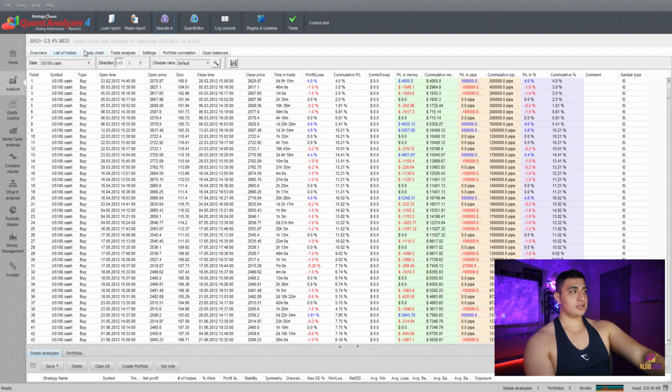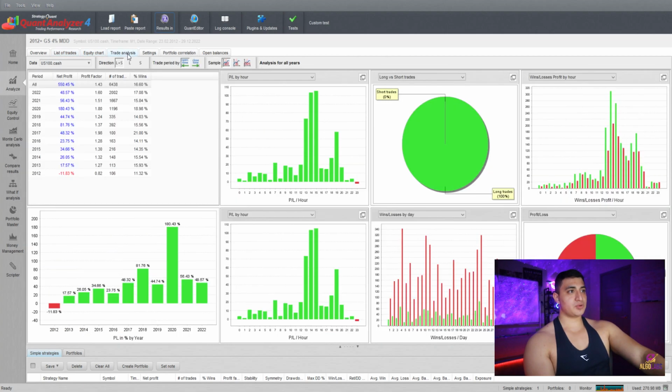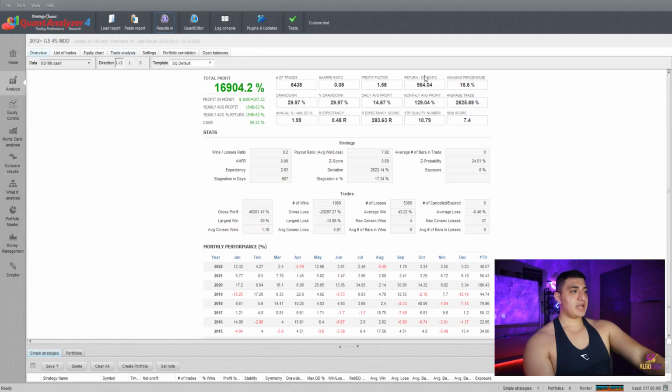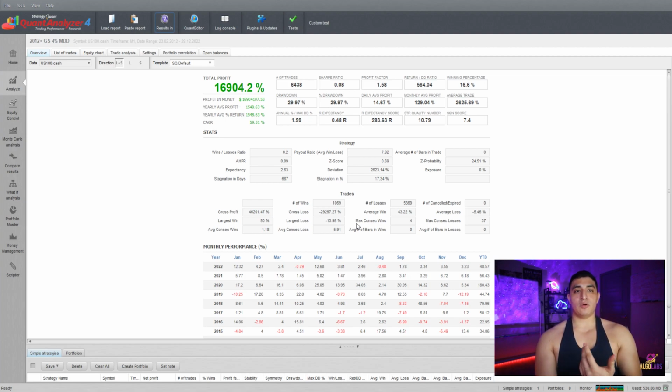And that's pretty much it, I think. Equity chart, trade analysis. You can see here the yearly returns here. This is all the metrics for you guys to take a look at. So yeah, that's pretty much it for this video. I just wanted to go over the metrics for you guys and going over the stat reports, because those are really important things to take a look at.